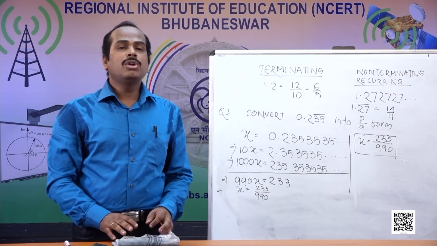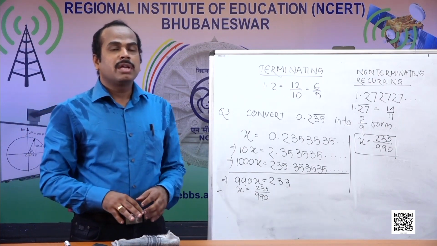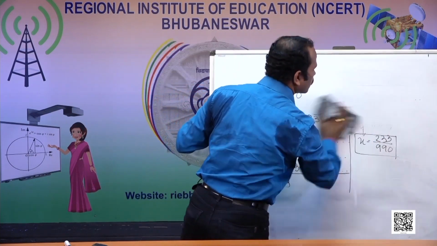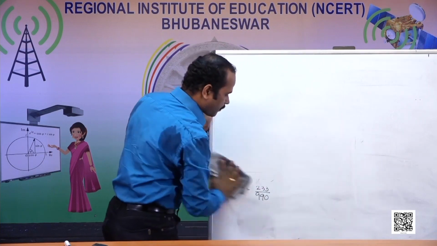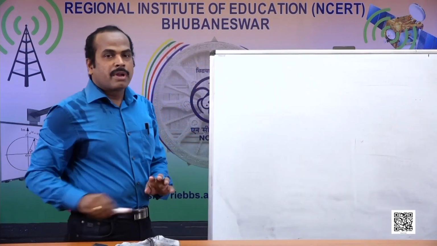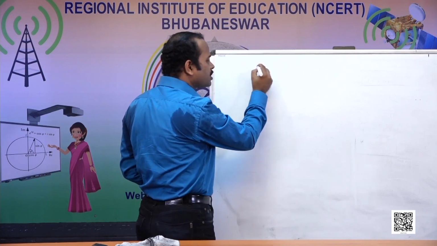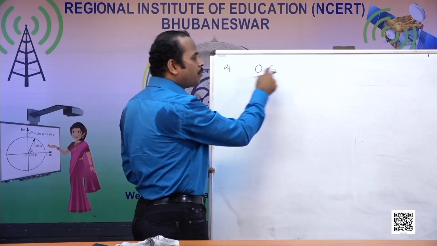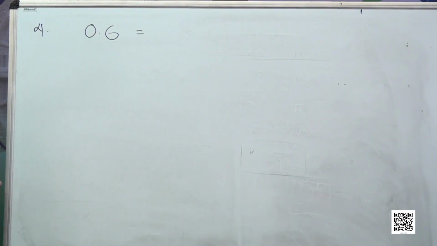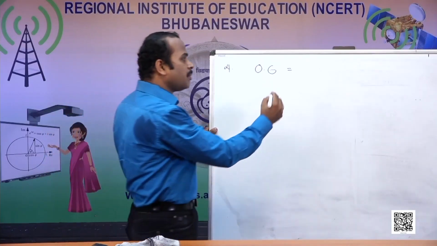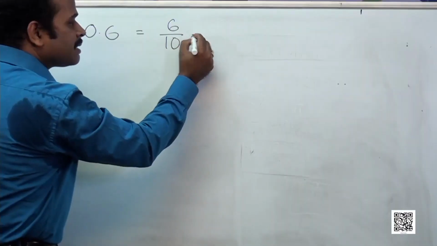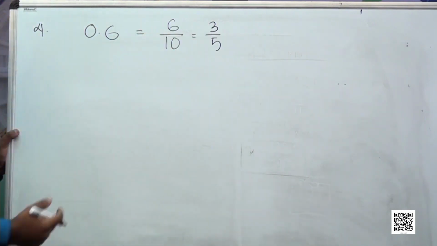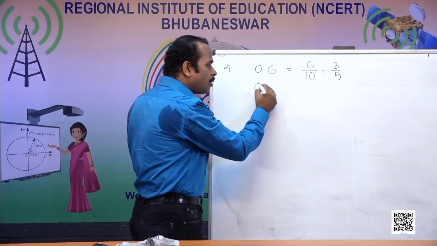Okay, so let us learn how to convert some more numbers into rational form. For example, let me give some questions now. 0.6. How to convert this number into rational form? 0.6 is a simple terminating decimal number. For a simple terminating decimal number, simply we can write it as 6 by 10. And 6 by 10 can be written in minimum form, so it will be 3 by 5. So 0.6 is converted.